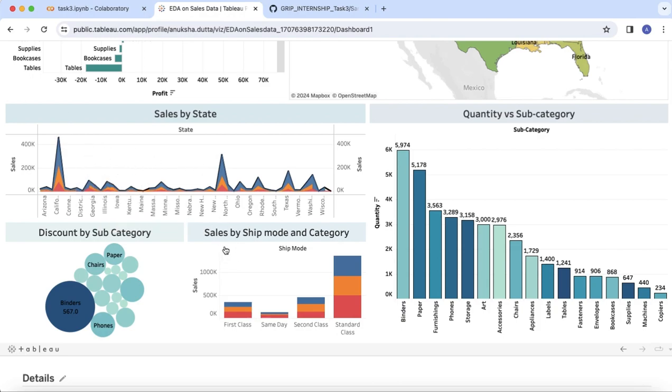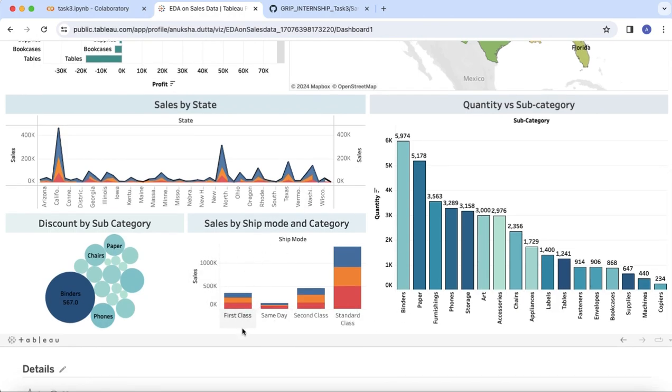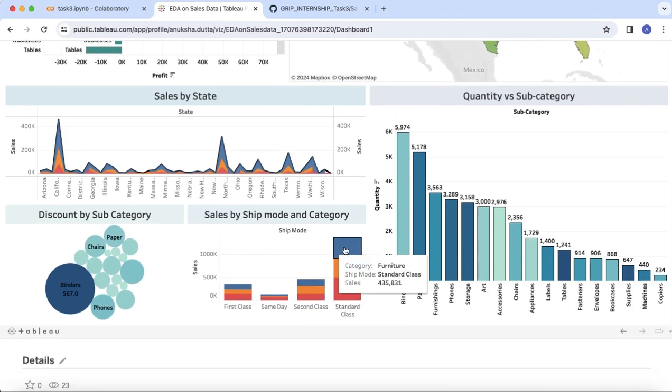Next is the sales by ship mode and category, which is another bar graph, color coded again based on the particular category for each of these ship modes and the sales. The bigger the area of the color in that bar, the bigger the sale for that particular category.